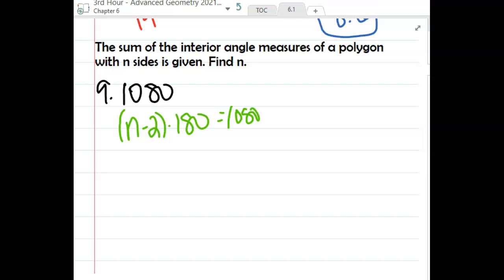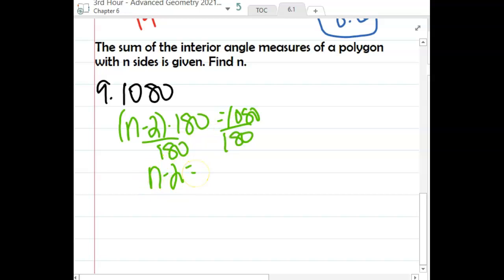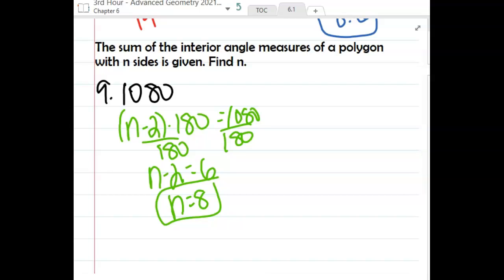Now, to solve this equation, probably your gut reaction would be to distribute, which I totally get. But it's probably going to be easier, instead of distributing the 180, to get rid of the 180. How could you get rid of 180? Yeah. Divide by 180. You have n minus 2 equals 6. So if you add 2, it means that figure would have 8 sides, an octagon. You'll have a few of those in your homework. That's it. Do you guys have questions?